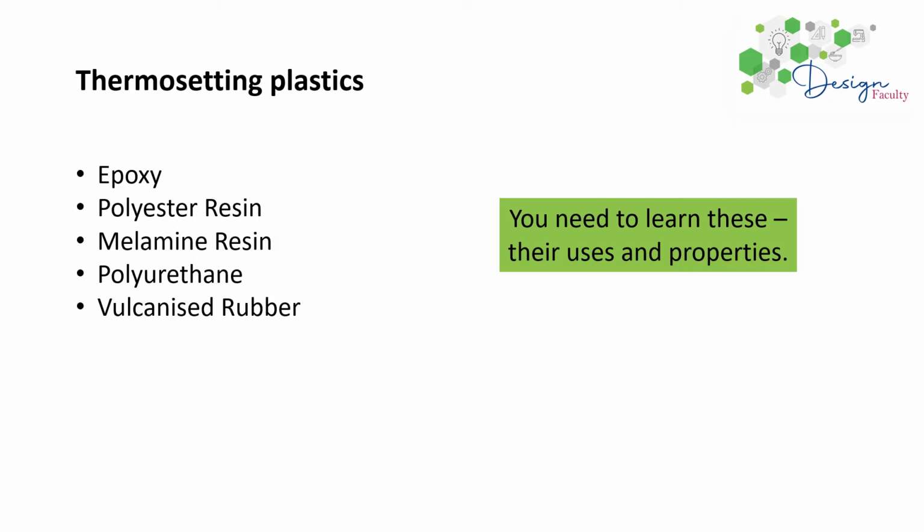So thermosetting plastics, these are the ones that you've perhaps not heard of as much. So the other ones, you've probably heard of PVC, you've probably heard of polypropylene, probably heard of acrylic. These are the ones that you perhaps haven't heard of. And these are your thermosetting plastics. And again, you need to learn about these, their uses and their properties.